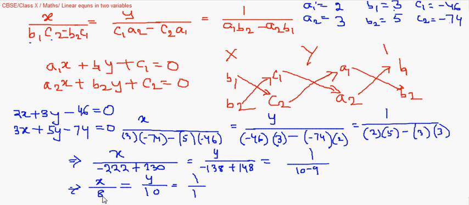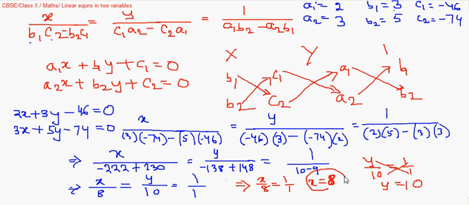That means we can separately write x by 8 is equal to 1 upon 1, that means x equals 8. Similarly, y by 10 equals 1 upon 1, in that case also y equals 10. So applying the cross multiplication method of solving linear equations, we got x equals 8 and y equals 10.